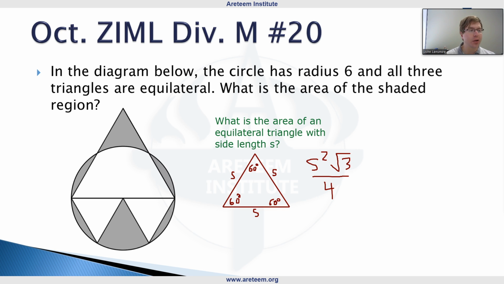You can use Heron's formula to prove it, or you can just use a 30, 60, 90 triangle to prove it, things like that. The easiest way to prove it is you can actually just draw the height, right? So you can draw this height down here and then start looking at the triangles that you get that way as well.